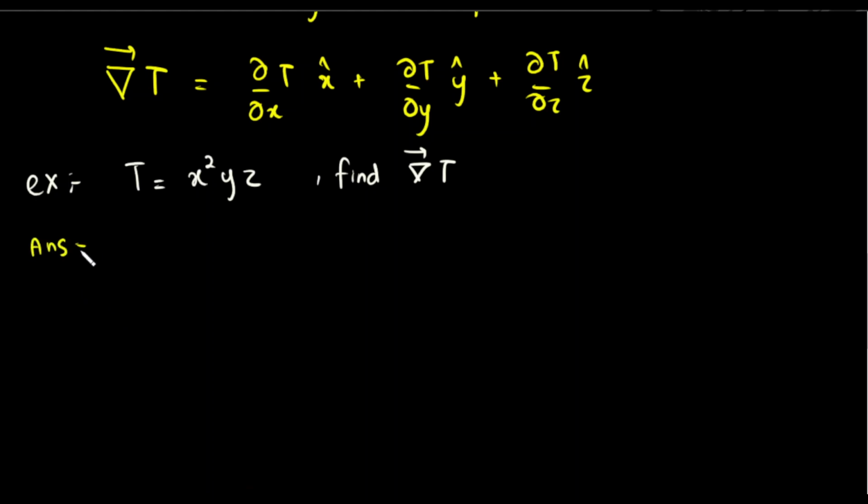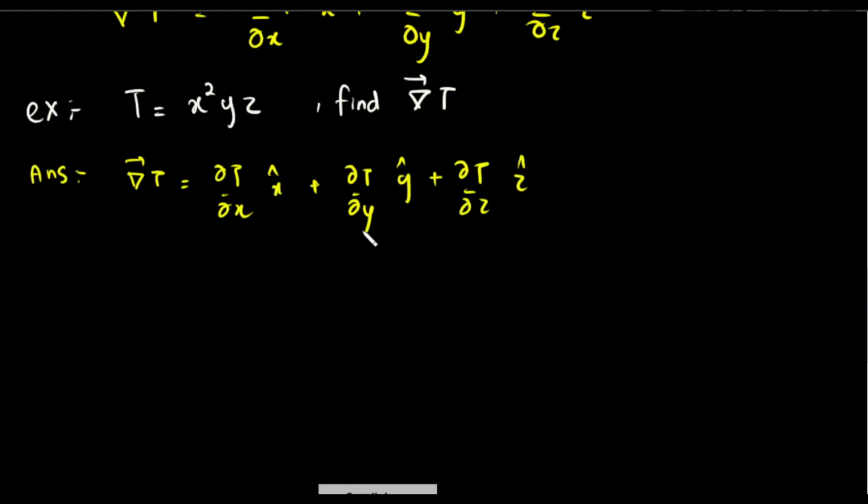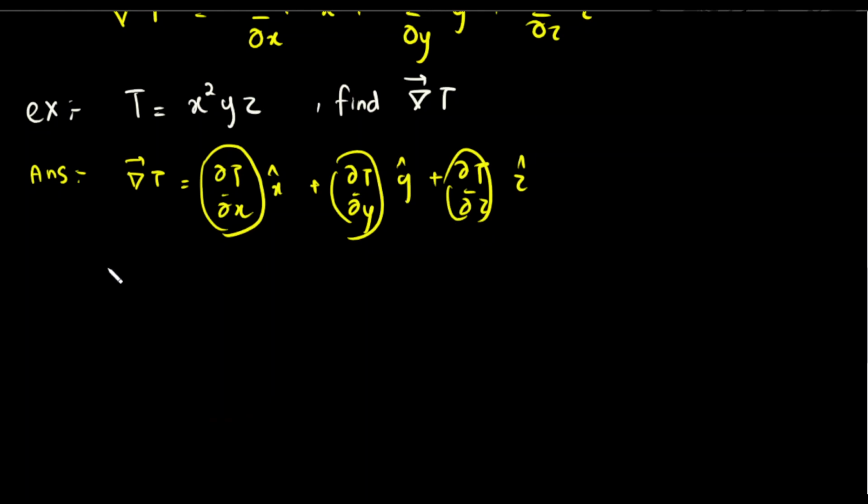This is going to be my definition. Del T, or grad T, is equal to ∂T/∂x x hat plus ∂T/∂y y hat plus ∂T/∂z z hat. Now I have to find these terms, ∂T/∂x, ∂T/∂y and ∂T/∂z. I'm going to find them separately because that's going to be easier and more convenient, so that I don't get it wrong.